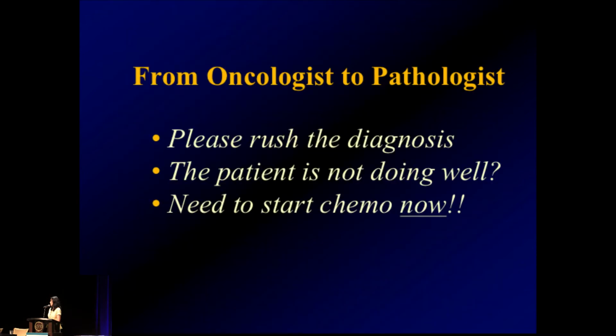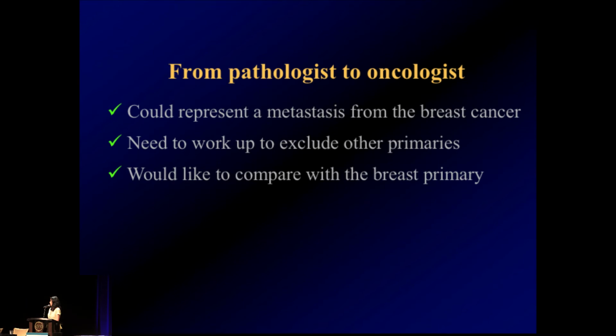So when I saw this, this is what we receive every day. Everything is a rush. The patient is not doing well, and we need to start chemo now. So pressure is on, and we said preliminarily this could represent the breast cancer, but we really need to exclude other possibilities, and we would like to see her prior breast pathology. However, as you know, in Manhattan we don't have much space, so her prior breast specimen was stored in the Bronx, which takes some time to get.